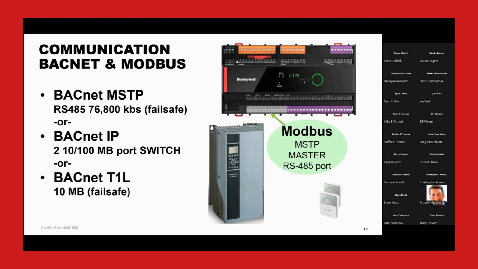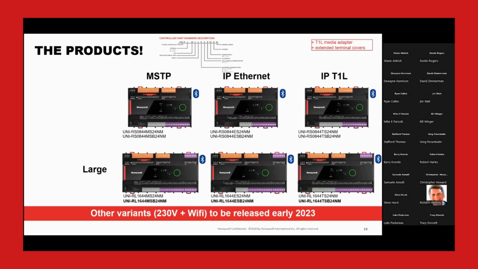Let's do a little deeper dive into the portfolio. Currently, there are 12 part numbers, soon to be a few more when we add the wireless Wi-Fi version. But there's a small and a large variant, and then there's the MSTP variant, the IP variant, and the T1L variant. And in addition to that, every small or large variant is available with or without a Bluetooth option. So even if you're doing the twisted pair version, you can order it with or without Bluetooth. The B here is for Bluetooth.